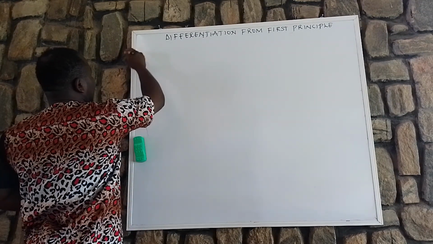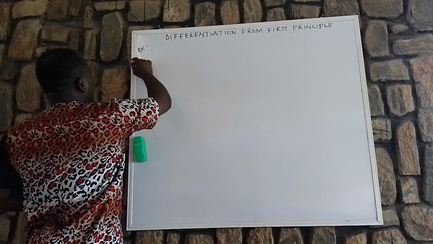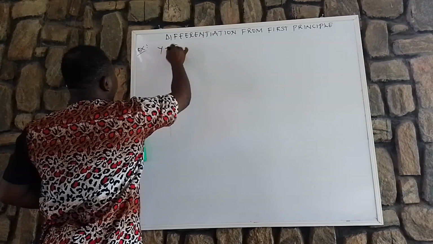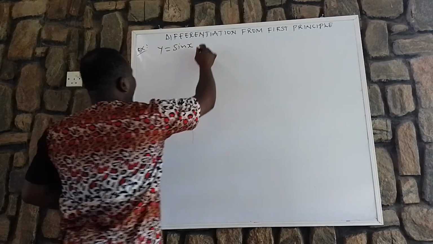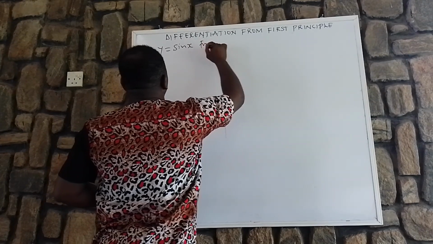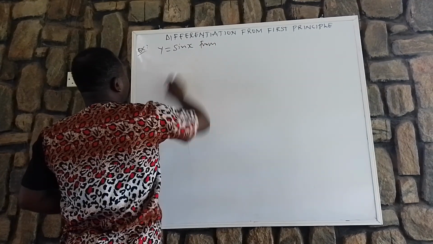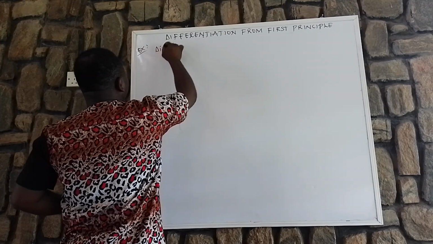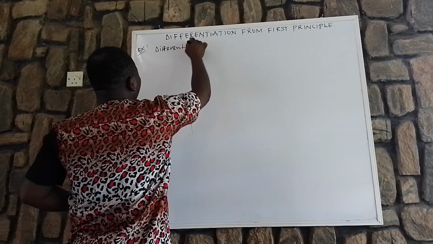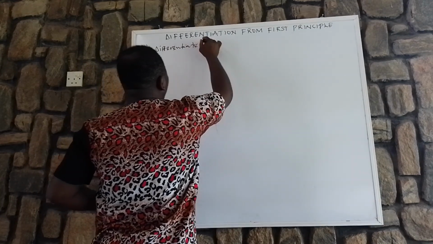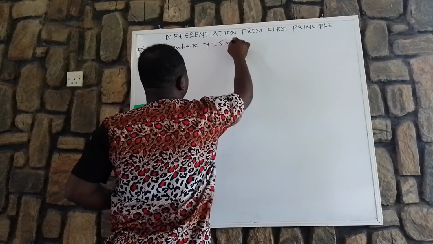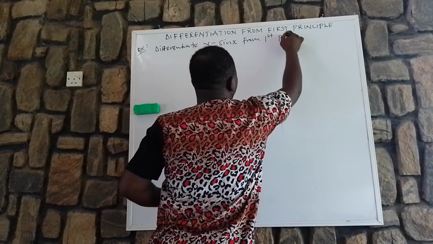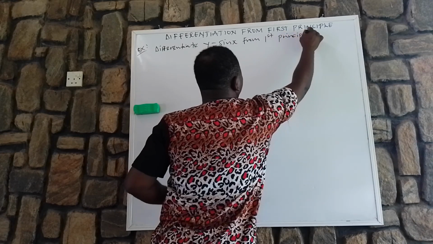Let us have an example. Differentiate y equals sine x from first principle. If y equals this, differentiate y equals sine x from first principle. As simple as ABC.